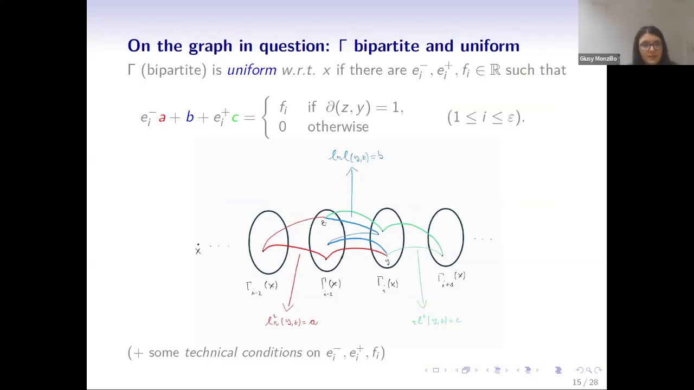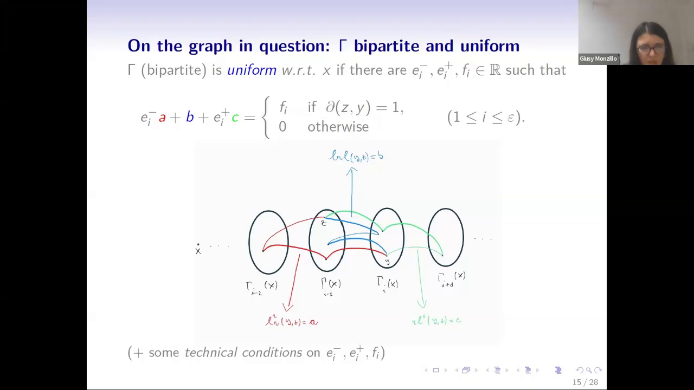Now that we've explained this, this definition makes sense. To provide you with this definition: a bipartite graph gamma that is uniform with respect to x. For every i from 1 to epsilon, for y and z in these positions with respect to x, we say that the graph is uniform with respect to x if there are some parameters, some uniform error coefficients in the real field, such that we have these equations. For every layer, these are linear dependency relations between all the possible three walks in a bipartite graph. Plus, we should have some technical conditions on E_i minus, E_i plus, F_i. Of course, we will use this in our proof, but it's not worth recalling here.